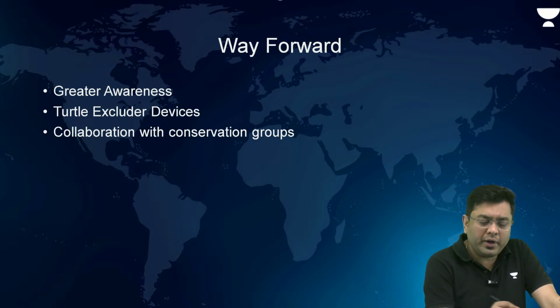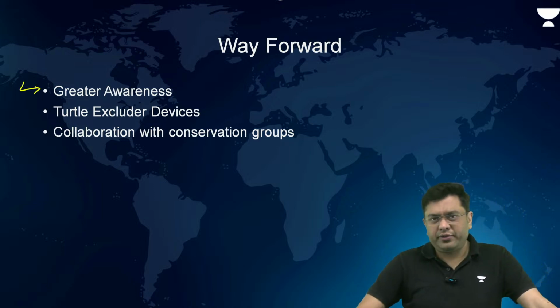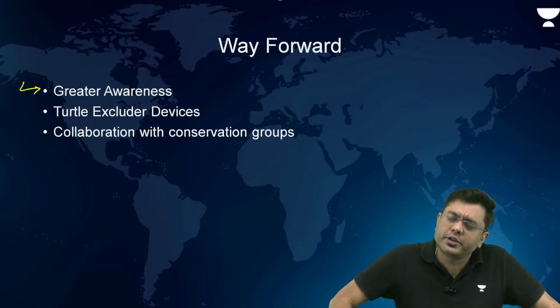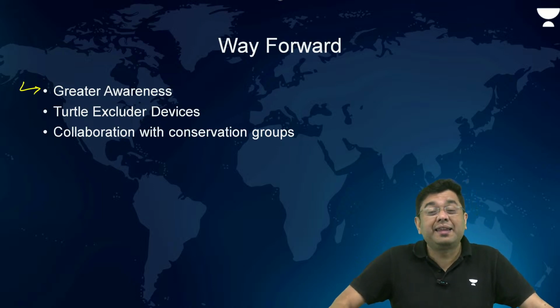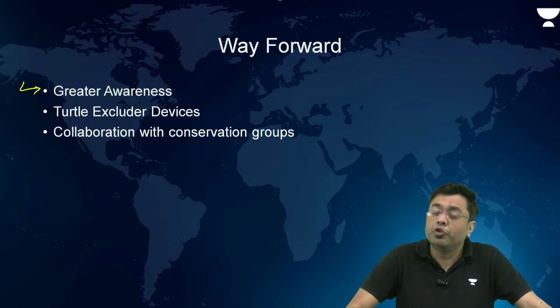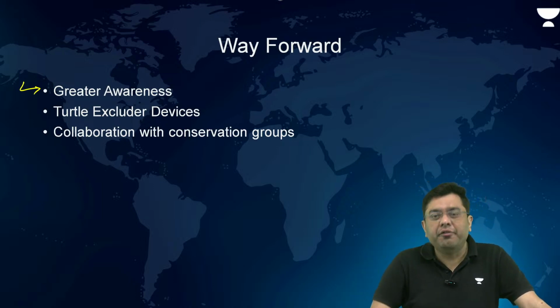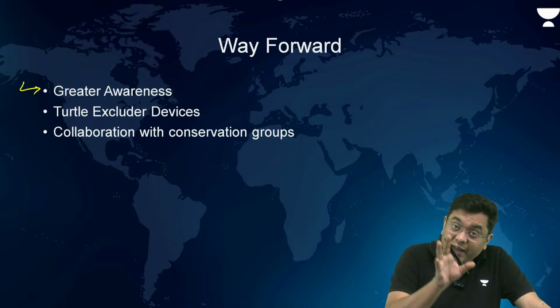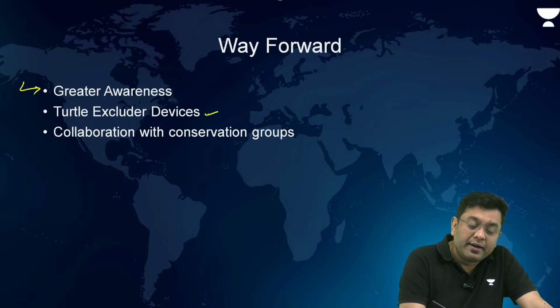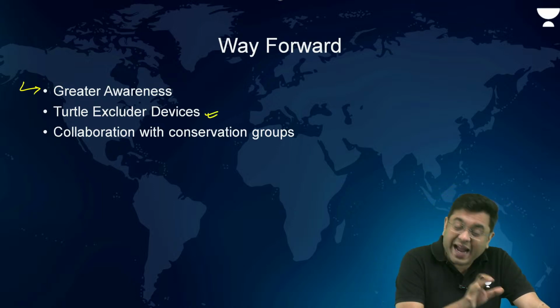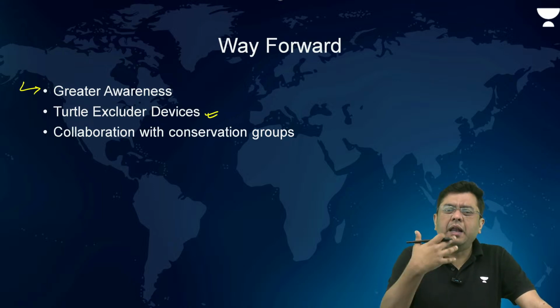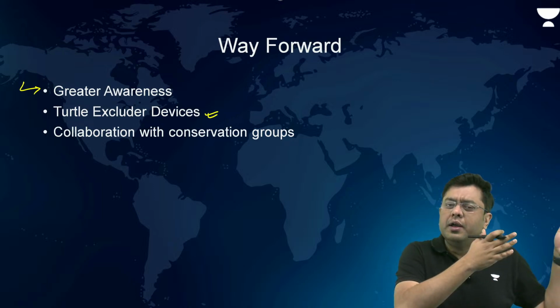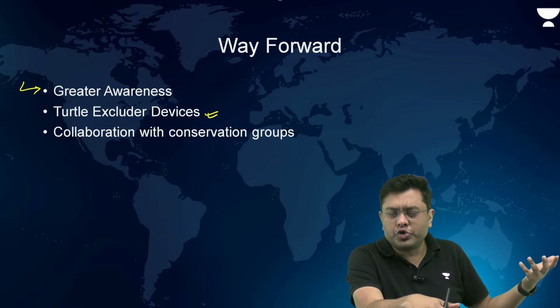What is the way forward? Greater awareness. A larger population is still not aware of how they are killing these turtles. So the fisher folk need to be made aware. The turtle exclusionary devices, the excluder device, need to be provided with the help of philanthropy, civil society, or the CSR activities, corporate social responsibility.